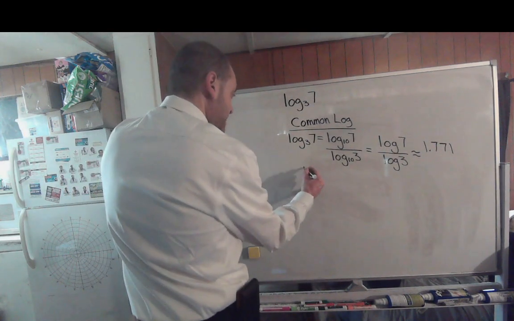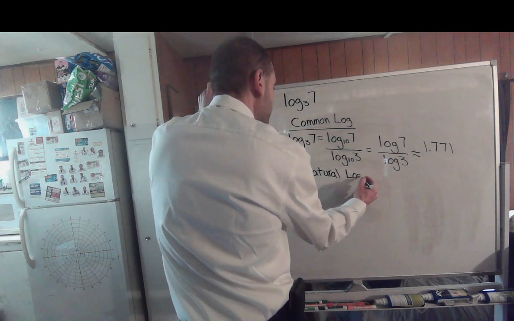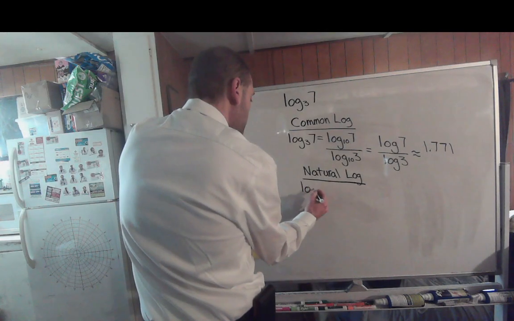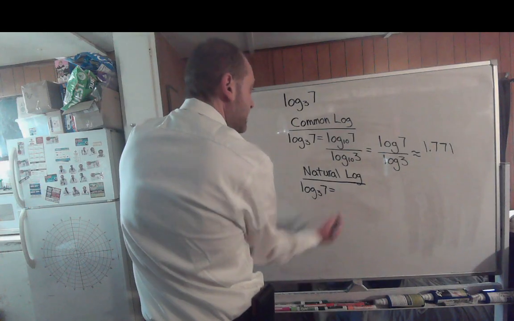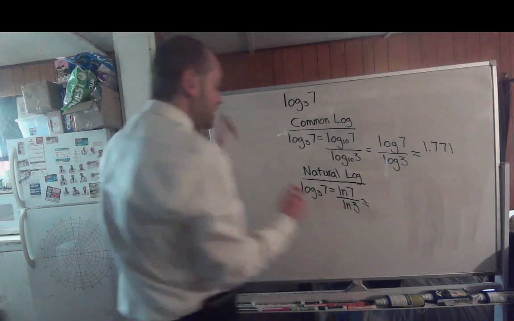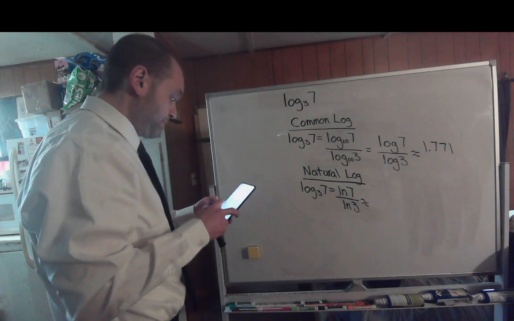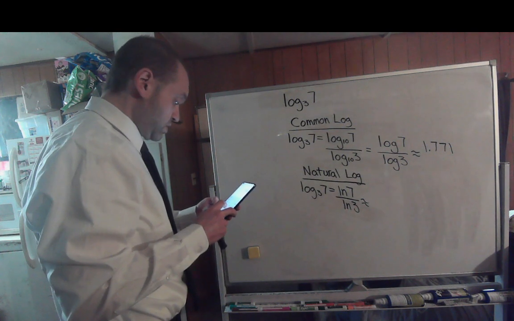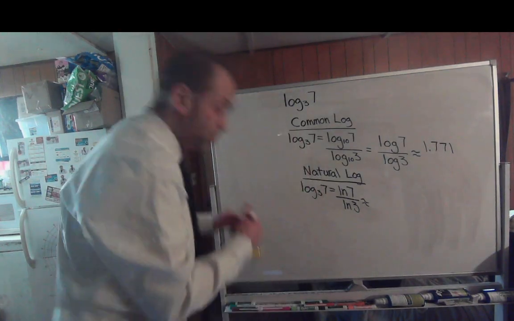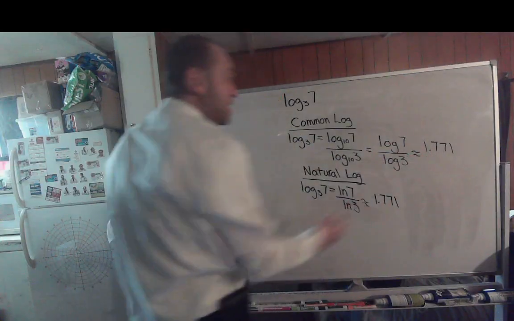I can also do this with a natural log. Again, it does not matter what base I pick, it's just that your calculator is only either set for the common log of base 10 or for the natural log of base e. So log base 3 of 7 is the same as the natural log of 7 over the natural log of 3. Now let's put that into the calculator, and we should come up with about 1.771. And what do you know? Yep, you come up with approximately 1.771. So either way, you're going to arrive at the same answer.